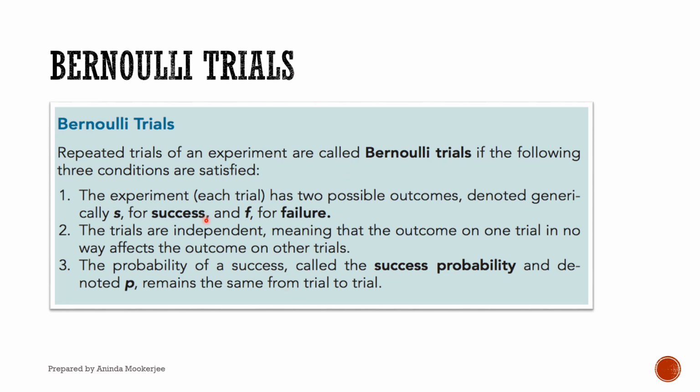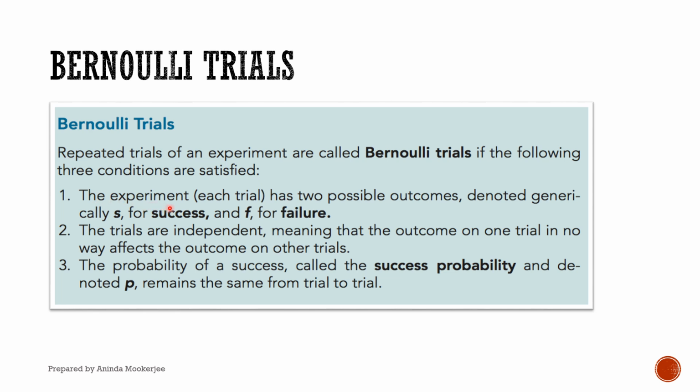Here we will discuss some of the properties of experiments that give us binomial outcomes. Now, they are called Bernoulli trials, named after the mathematician and scientist who researched binomial probabilities. These trials, Bernoulli trials, are repeated trials of an experiment, and they will satisfy certain conditions. So let's read through it first. Repeated trials of an experiment are called Bernoulli trials if the following three conditions are satisfied.